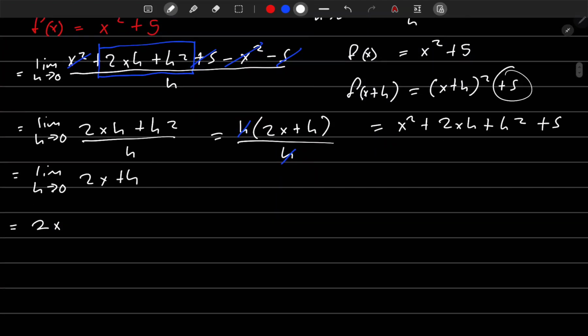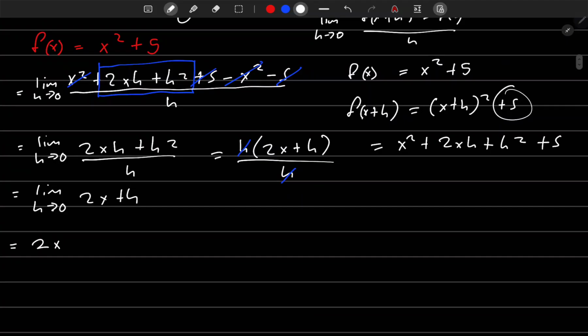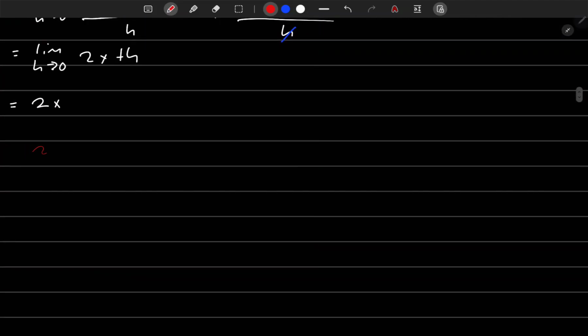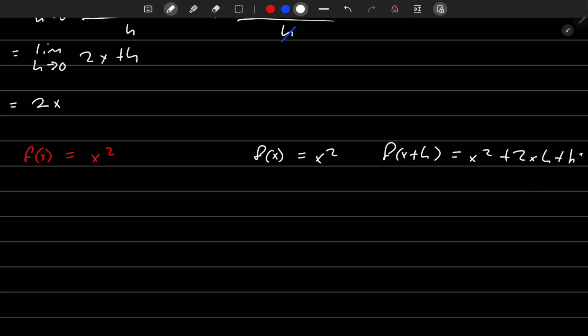I want you to realize something here. The next problem that I'm going to be solving is the graph of f of x equals x squared. And the way to solve that, we put our equation together again. f of x is equal to x squared, and f of x plus h is equal to x squared plus 2xh plus h squared.